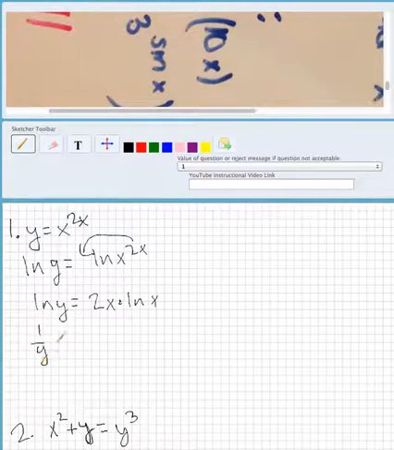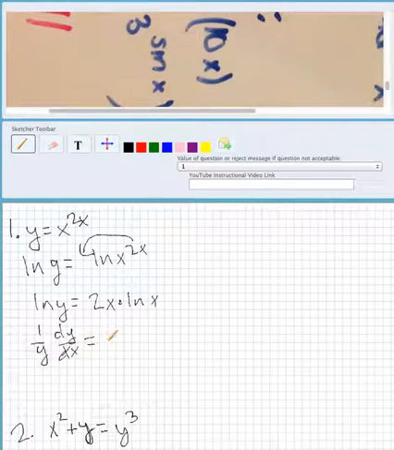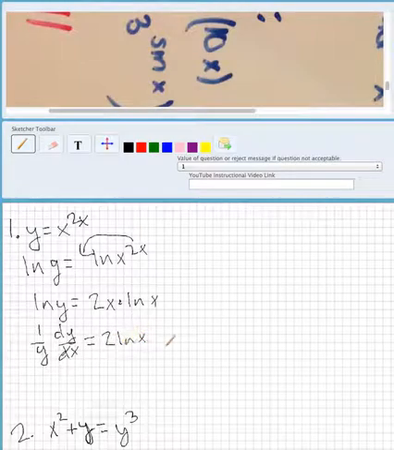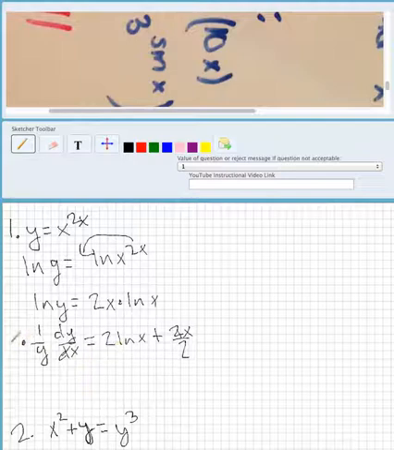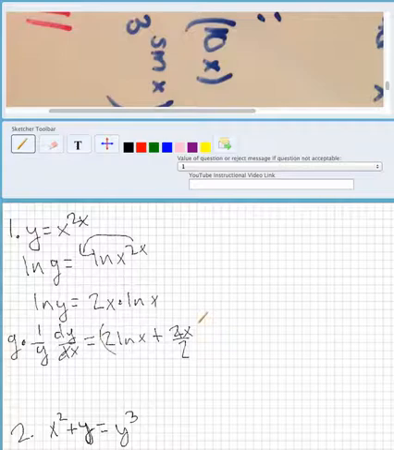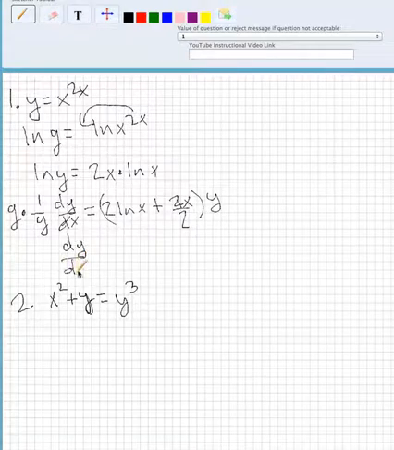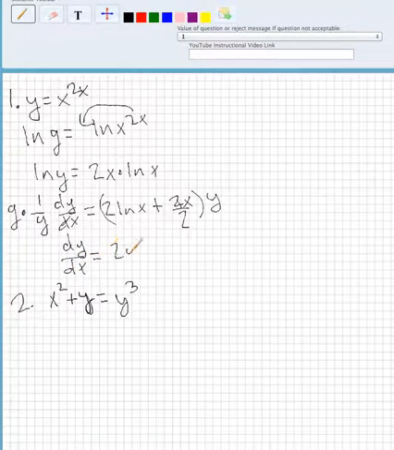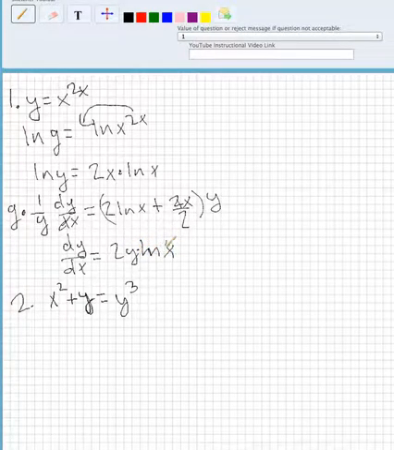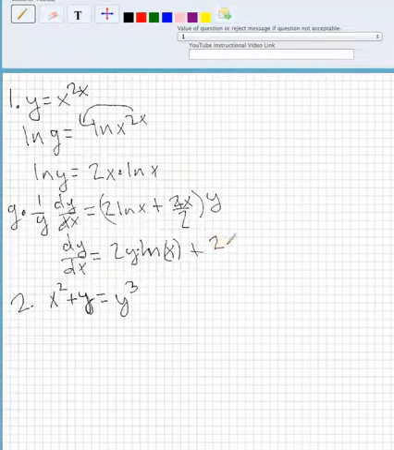So it's 1 over y dy/dx equals, take the derivative of the first one, 2 natural log of x, plus the derivative of the second one, 1 over x, times the 2x. I'm going to put the 2x up there. And then all you need to do is multiply both sides by y, and you'll get your derivative. So your dy/dx is going to equal 2y natural log of x plus 2x.